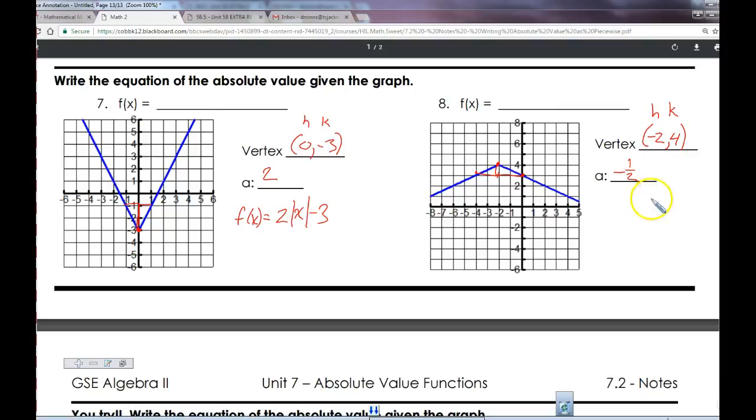So there we have our three values. Let's write our equation. We'll do it up here. F of x equals negative 1/2 up front, absolute value bar, x, the opposite of what's in here, so x plus 2 into my absolute value bar, plus 4. And there we have it.